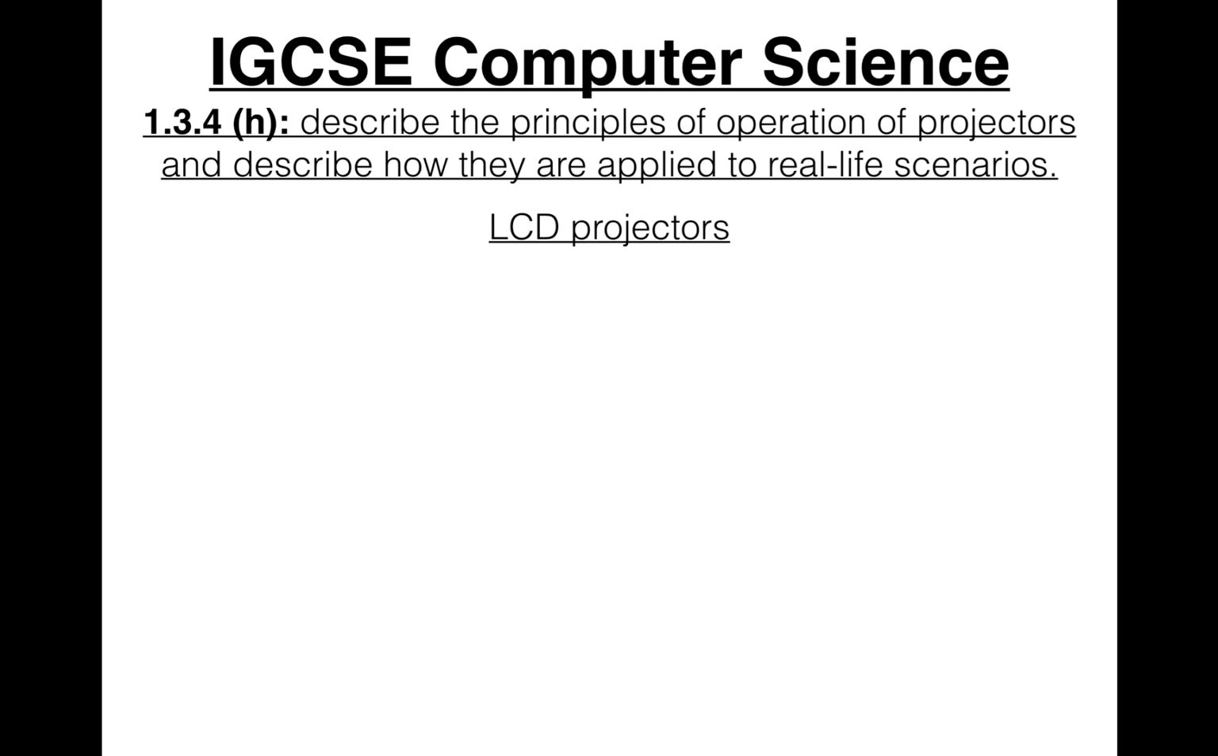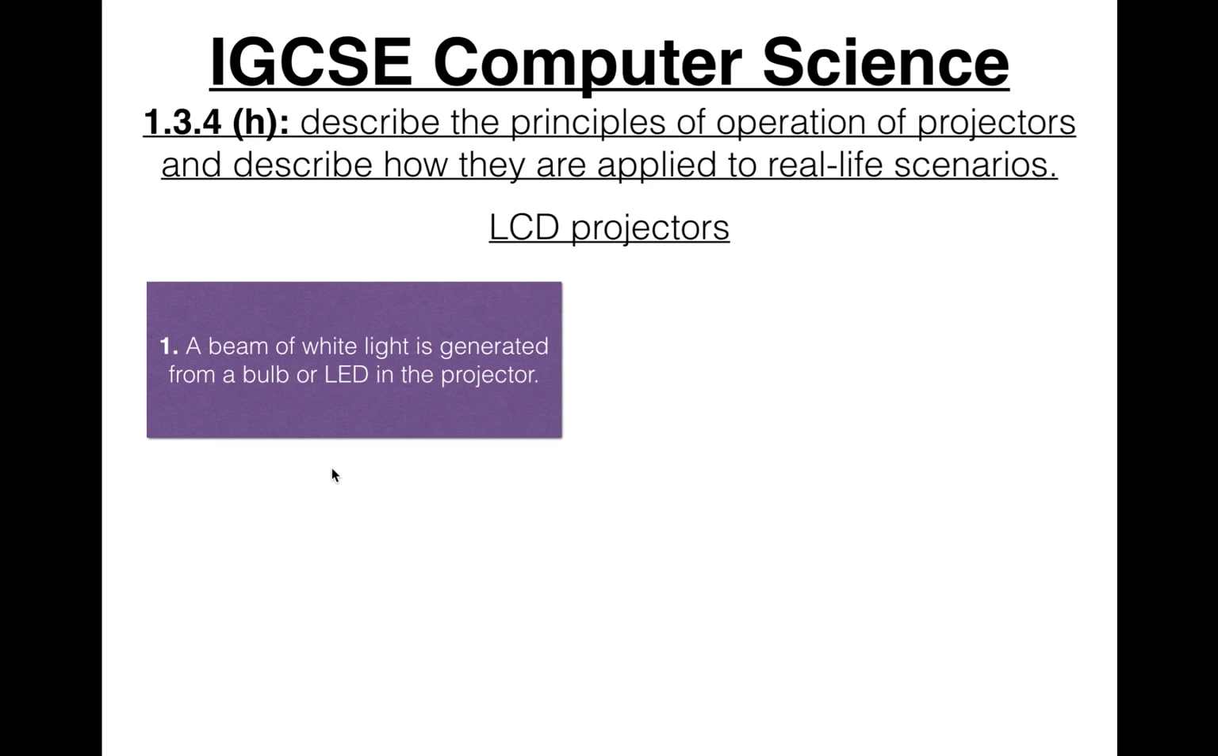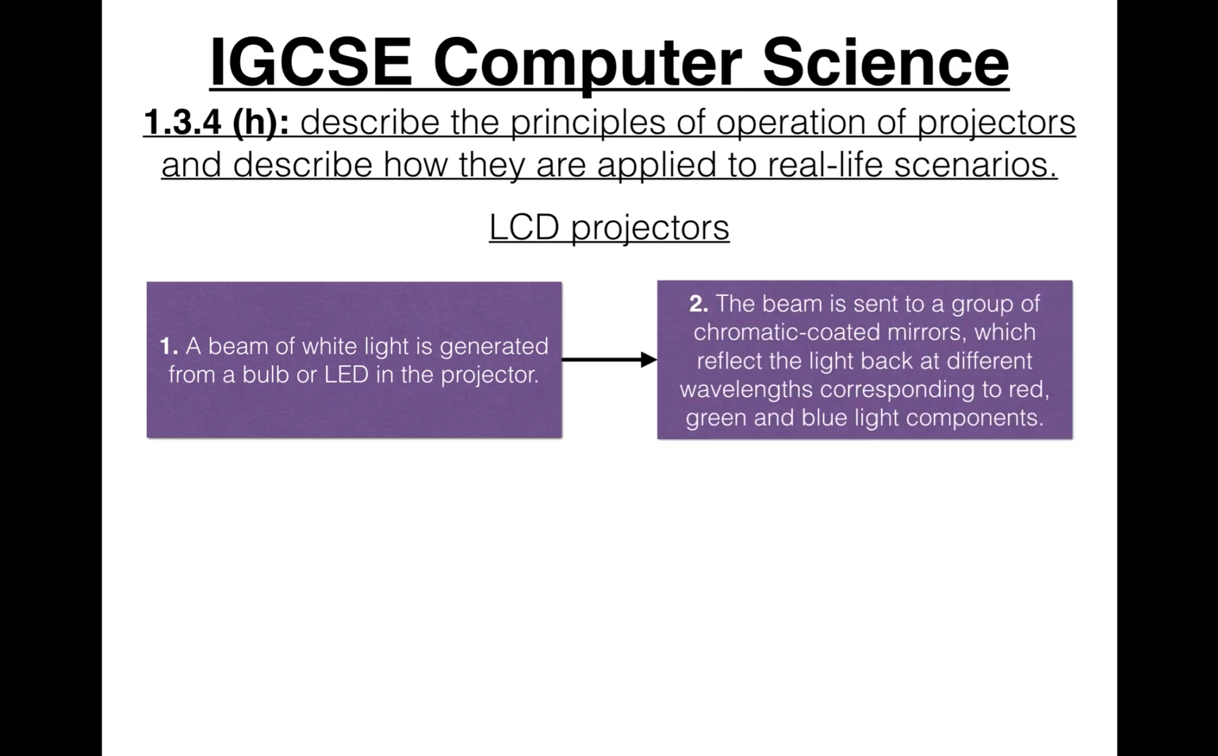Let's look at LCD projectors, which isn't that much. In fact, this video is, as you notice, pretty short. So, LCD projectors, let's look at how they work. Step 1, a beam of white light is generated from a bulb or LED in the projector. The beam is sent to a group of chromatic-coated mirrors, which reflect the light back at different wavelengths corresponding to red, green, and blue light components.